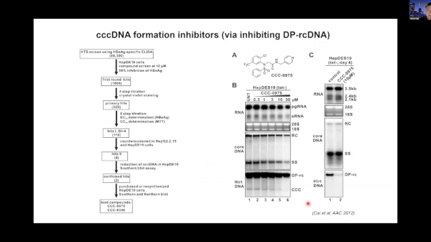And using this system, which is the first generation, HepD19 cells, we have identified a compound that can inhibit cccDNA formation, which we treated at the same time as we induced the HBV replication and cccDNA formation. So this cccDNA formation inhibitor presumably reduces cccDNA by reducing the deproteinized rcDNA intermediates.